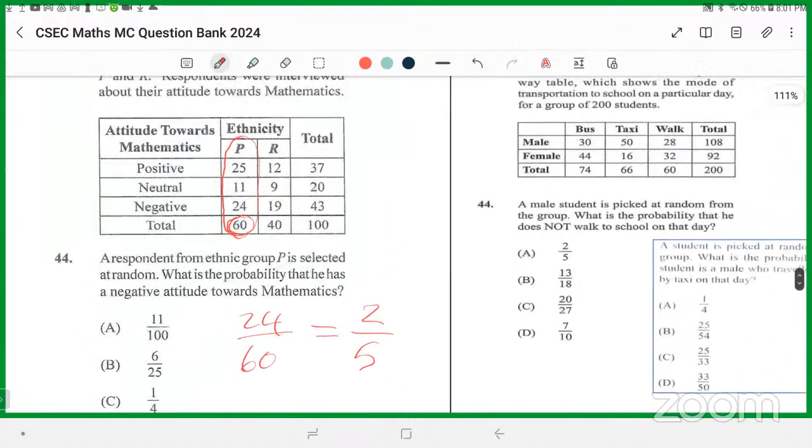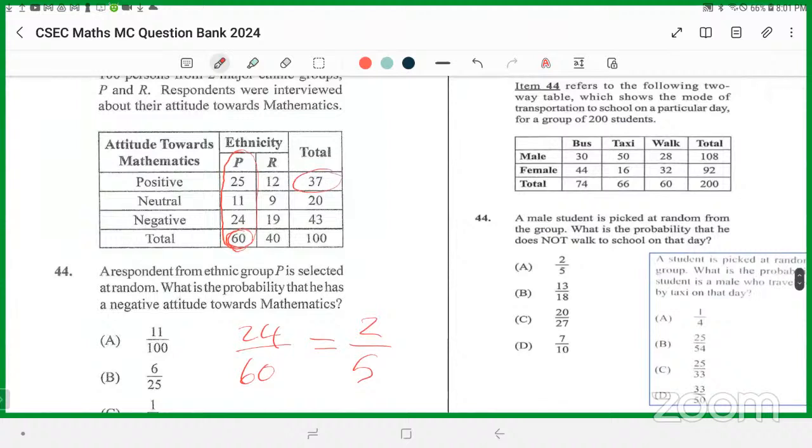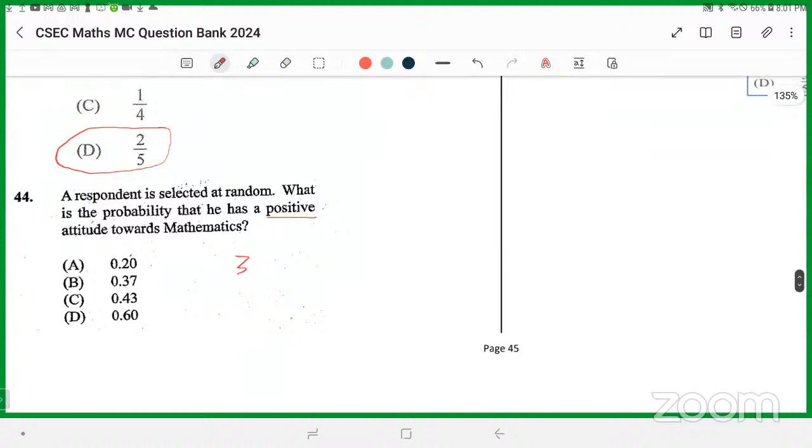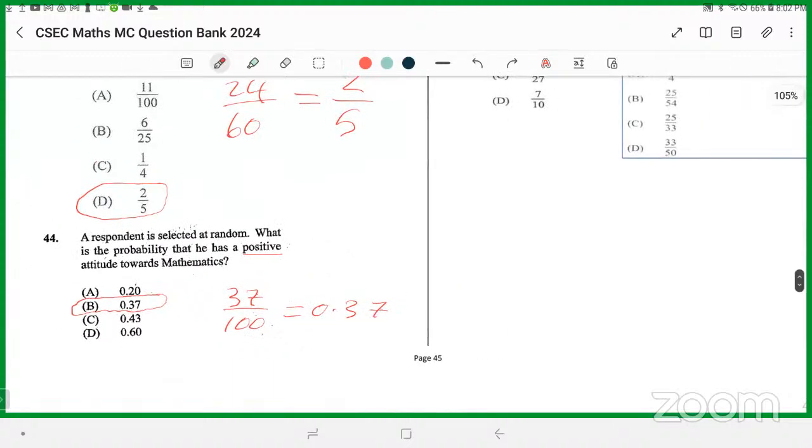The total who had a positive attitude was 37 out of the 100, because they did not narrow it down to any particular group. So it's 37 out of 100. This one is for the entire data, the entire set of persons. 37 positive out of the 100, which works out to 0.37. This is the answer for this one. Same table they gave, and they ask something different for the same table.